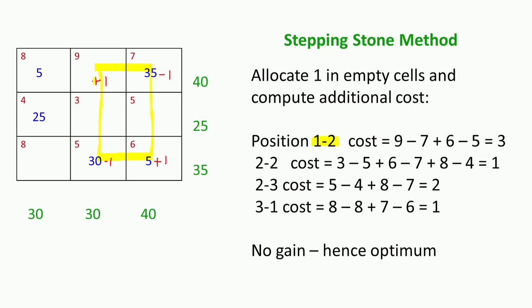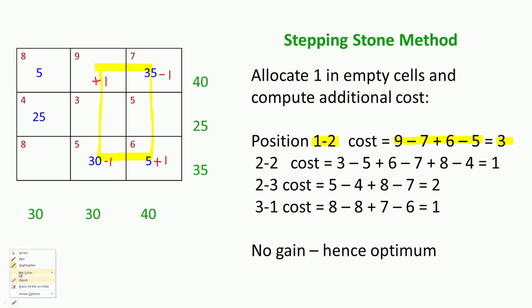So, when I put a +1 here, to balance it, I have to put a -1, +1, -1. Now, what is the effect of doing this? When I put a +1 here, my cost increased by 9. When I took away 1, my cost reduced by 7. When I put a +1, the cost increased by 6. When I took away 1, the cost reduced by 5. That is shown as 9 minus 7 plus 6 minus 5. So, 9 minus 7 is 2, plus 6 minus 5 is 1, it is 3. So, the net cost of putting something in this position is 3. If I put a +1 in this position, my cost is going to increase by 3, and therefore it is not profitable for me to put something in this position.